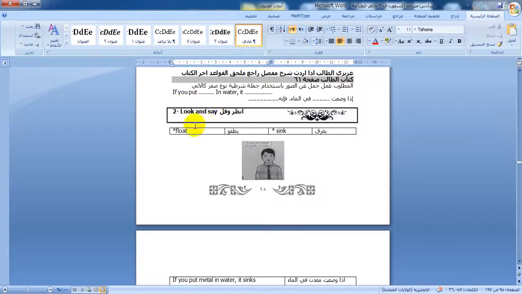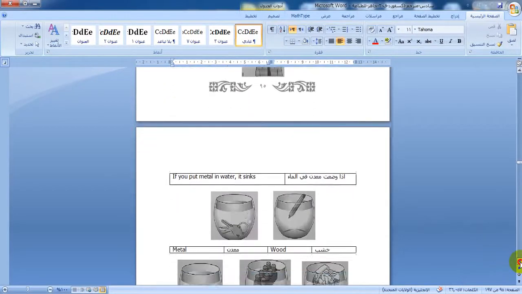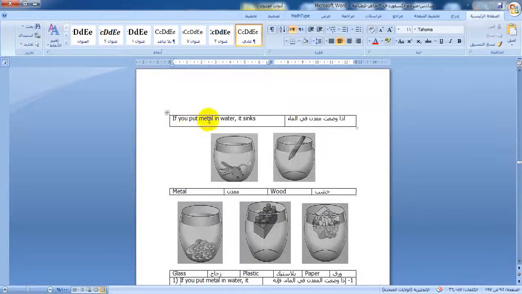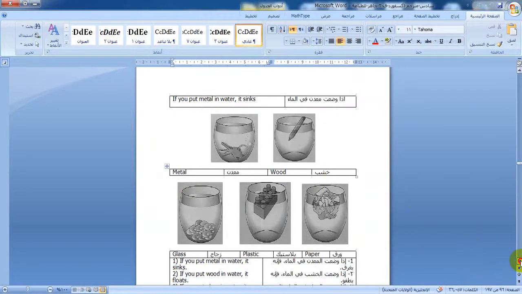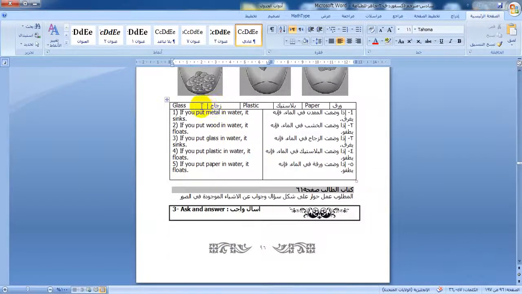2. Look and say. Flute. Sink. If you put metal in water, it sinks. Metal, wood, glass, plastic, paper. If you put metal in water, it sinks. If you put wood in water, it floats. If you put glass in water, it sinks. If you put plastic in water, it floats. If you put paper in water, it floats.